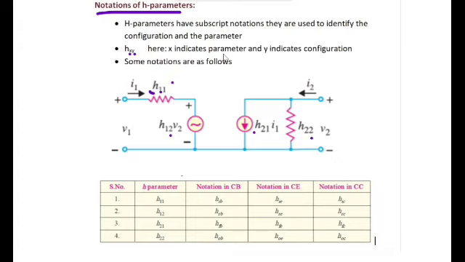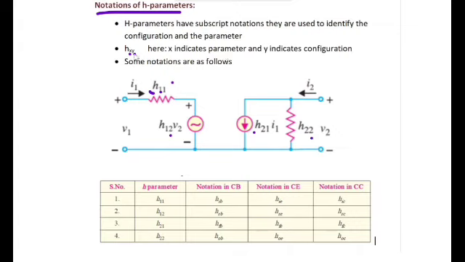The hybrid parameters are 4, that is input impedance, reverse voltage gain, forward current gain and output admittance. What is the parameter, this first subscript identifies the parameter. If it is hi, then it is input impedance, if it is hr, then it is reverse voltage gain, if it is hf, then it is forward current gain, if it is ho, then it is output admittance.